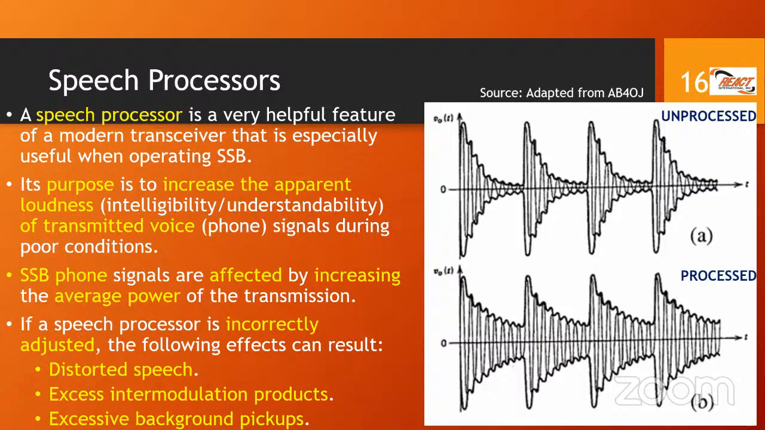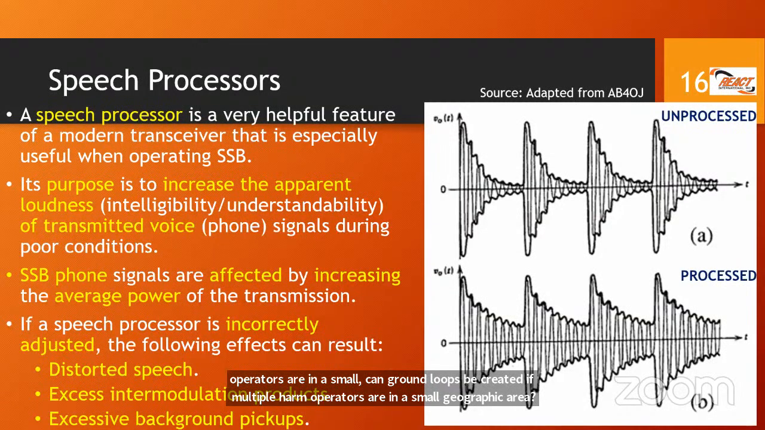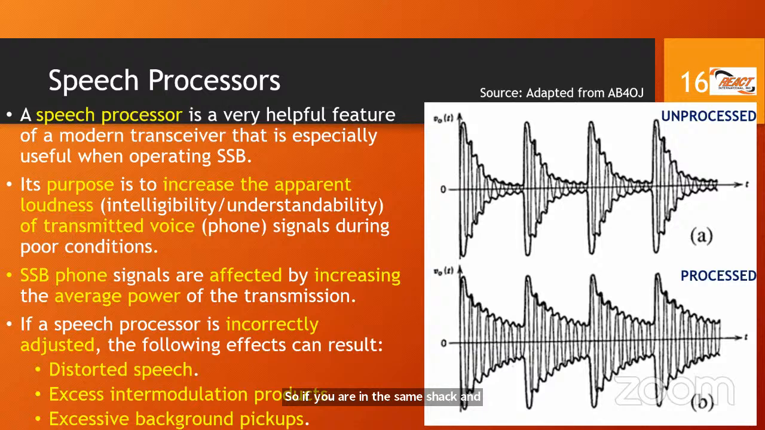Okay, welcome back everyone. Lundy is asking a question: can ground loops be created if multiple ham operators are in a small geographic area? If you are in the same shack and you're connecting to common sources of electrical supply, for instance, or even antenna towers, yes. But if by small geographic area you mean one house to another house and so on, we would not normally talk about ground loops.